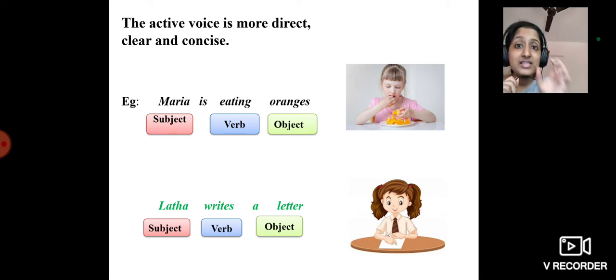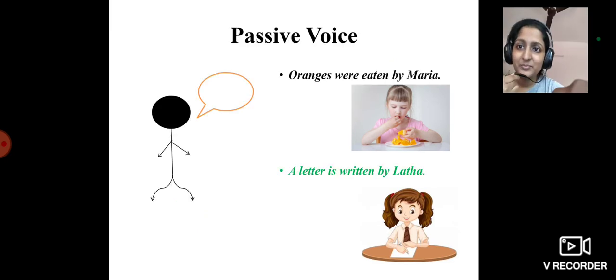Let's see how this changes. What is the change that a sentence undergoes when it is converted to passive voice? As I have said, a sentence is said to be in passive voice when a bystander standing aside and looking at this particular incident is reporting it to someone else. For example, oranges were eaten by Maria. A letter is written by Leda. Of course, you have seen some changes in the position of subject, object, and verb. Let's find out what it is.